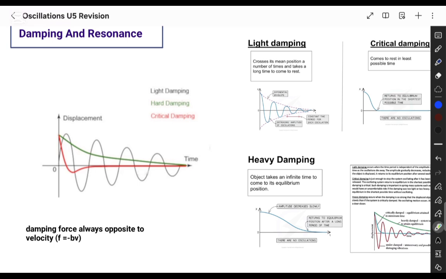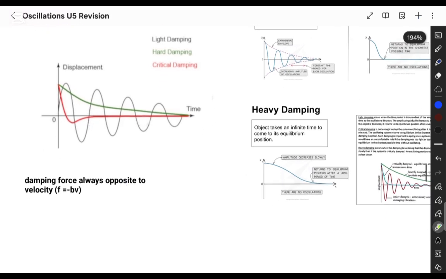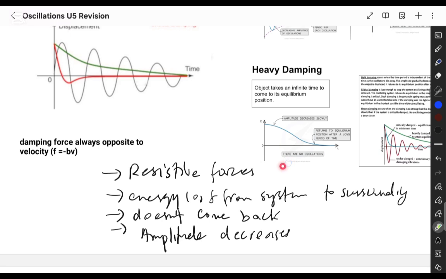Would that make sense? And in some other boards, they say that it's the loss of energy which causes a decrease in amplitude due to resistive forces. Okay, let me write that down. So there are going to be resistive forces, energy lost from system to surrounding, and it doesn't come back, and amplitude decreases.